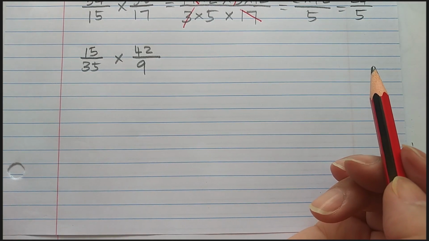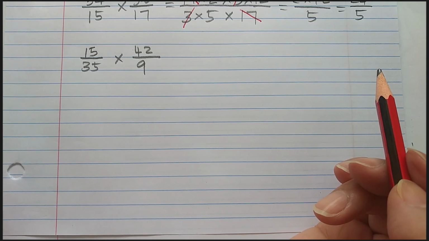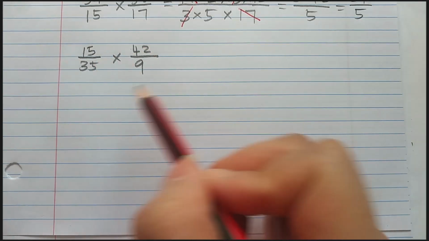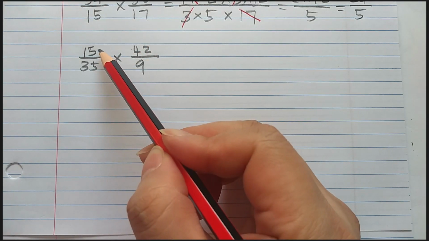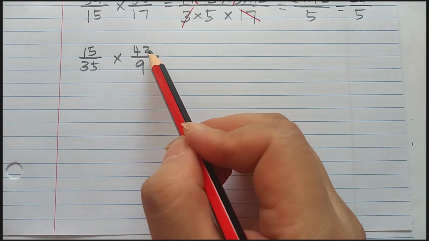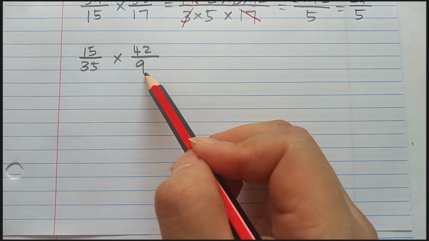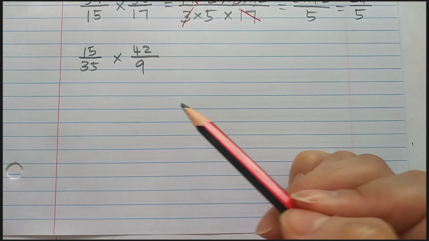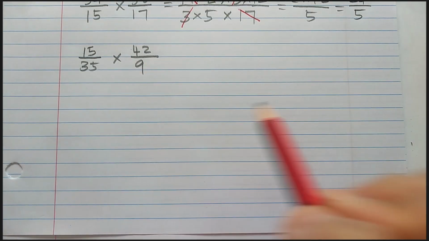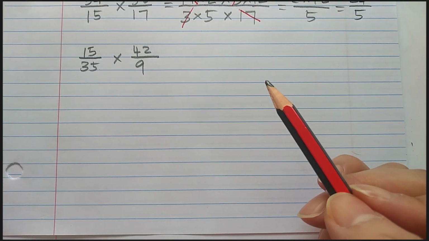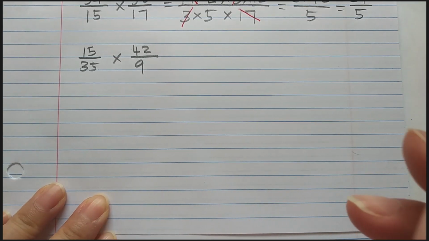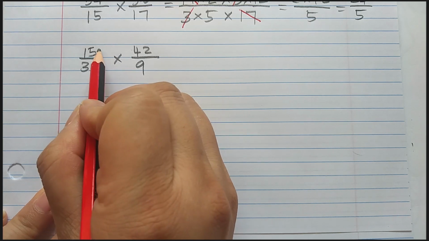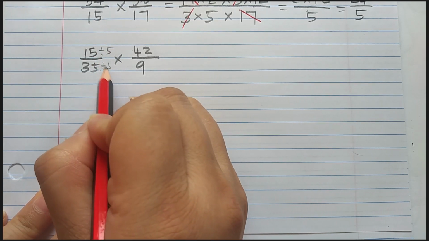15 over 35 times 42 over 9. You can see common factors everywhere. There are common factors of 15 and 35, and there are common factors of 42 and 9, and also there are common factors of 9 and 15. If there are common factors everywhere, you just do it one by one. Whatever you want to do first. I will reduce this fraction first. Divide that by 5 first.